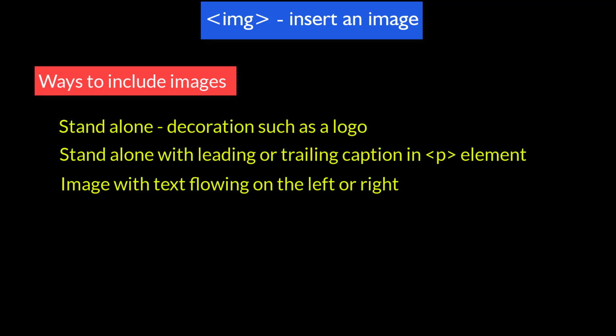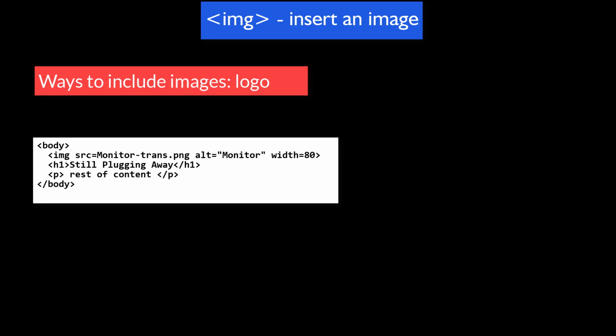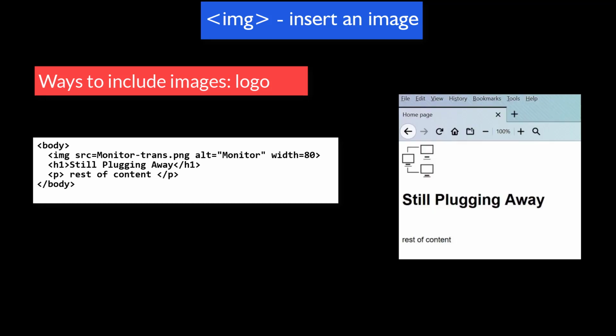So first, a logo. For my web pages for Still Plugging Away, I include a logo. Here's a simplified version. The body element and the image source is monitor-trans.png, the alt is monitor, and I want it to be 80 pixels wide. And then the header, Still Plugging Away, and then the rest of the content. And this displays this way. Well, that's not quite what I'm after. I'd like the header to be next to the logo.